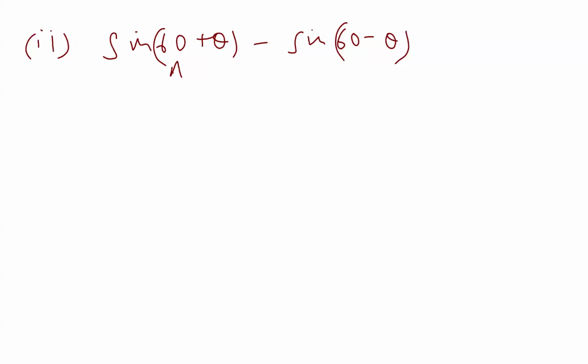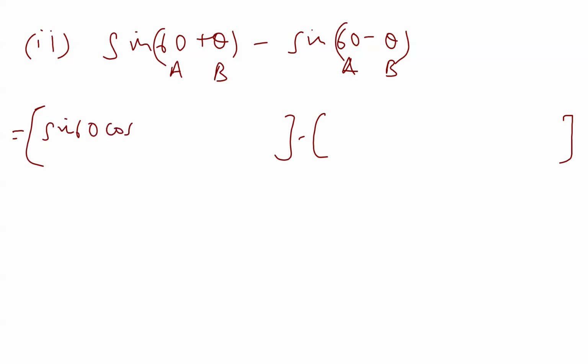Next one, sin 60 plus theta, sin 60 minus theta. Now this also can be solved using factorization formula, but then that is the next part of the chapter. We'll simply use compound angle formula with brackets because there is a minus sign in between.